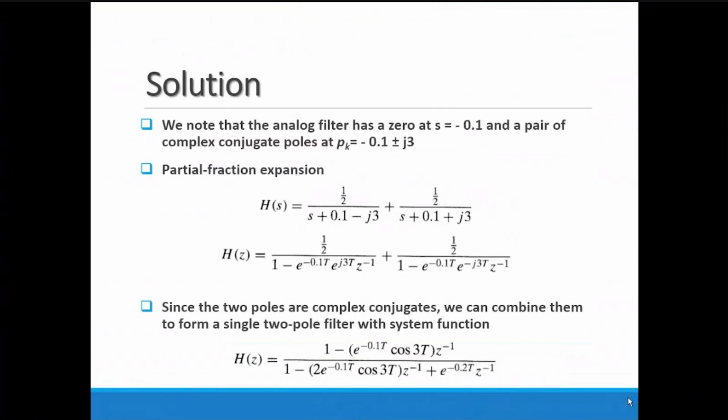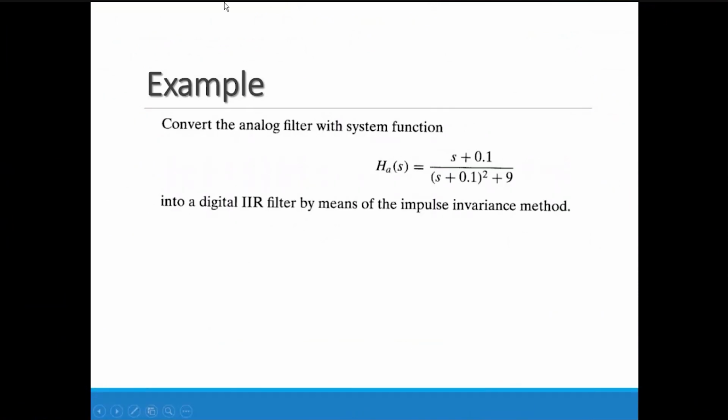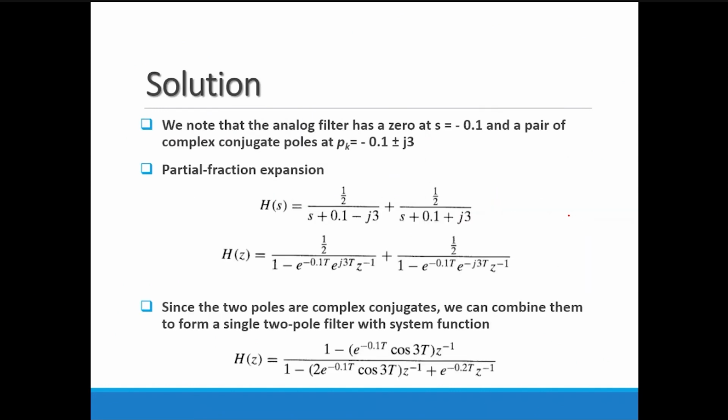Okay, so here we note that this analog filter has zeros and poles. Here we have to mention where we are getting the poles and zeros. So here we are getting the zero at the location s is equal to minus 0.1, and we are getting a pair of complex conjugate poles p k at the location minus 0.1 plus or minus j3. First pole you are getting is minus 0.1 plus j3. Another pole we are getting at the location minus 0.1 minus j3.